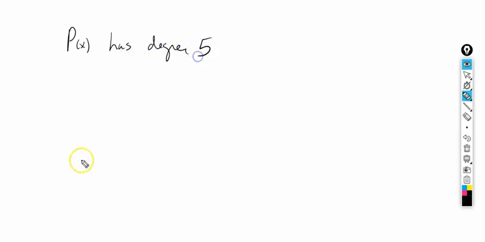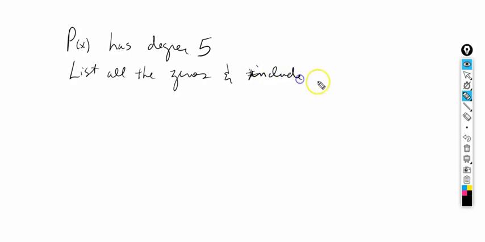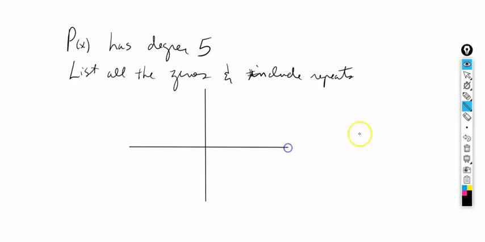So suppose we're told that P of x has degree 5. List all the zeros and the number of times they are repeated, or include any repeats or repetitions. If you have the graph, and the graph looks something like this.